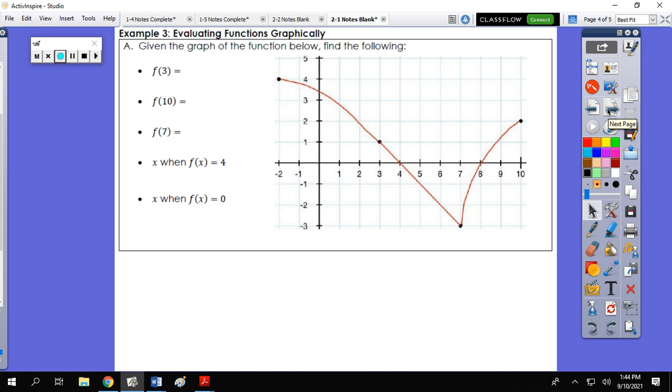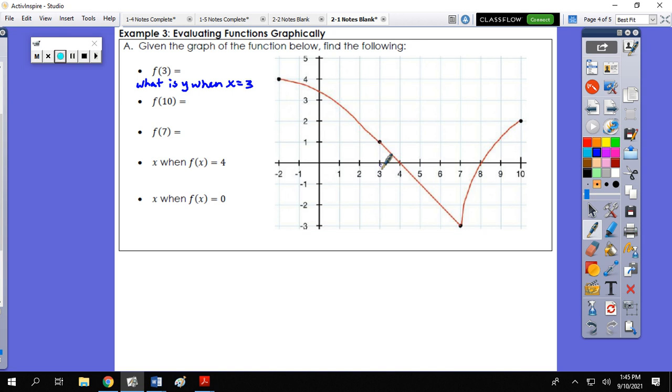So here we have the graph of a function. Notice that we have 4 points indicated here. We've got endpoints at (-2, 4) and (10, 2). We've got a minimum value down here at (7, -3). And there is one more point that's definitely on the graph at (3, 1). So when we look at a problem like this and we see f of 3, that is saying what is y when x equals 3.